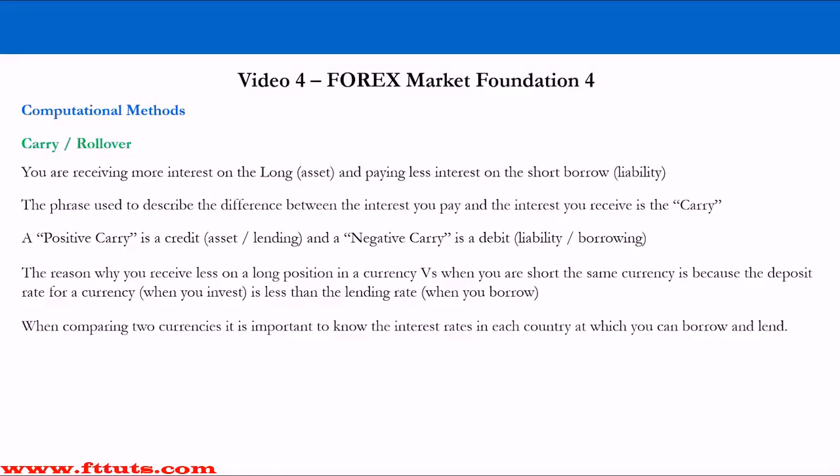So the phrase that we use, and this is where it comes from, to describe the difference between what you're receiving and what you're paying out is the carry. And a positive carry is making money, so making a profit between the two. So the net effect is that you get a credit to your trading account. And a debit is termed a negative carry, if you're basically paying out more on the short currency than you're receiving on the long currency.